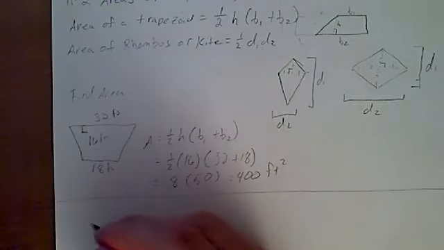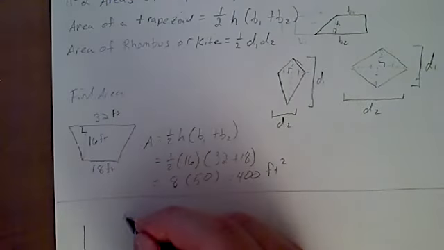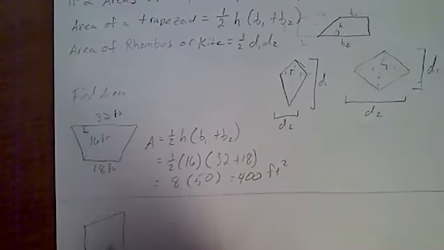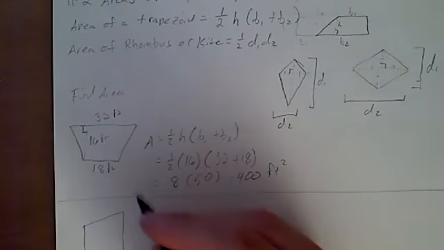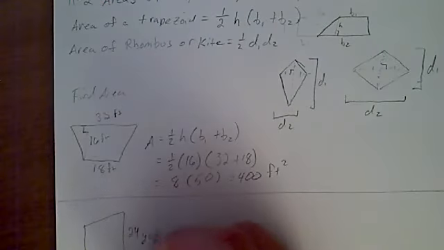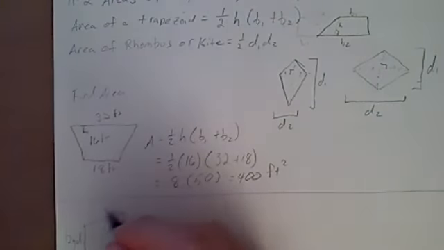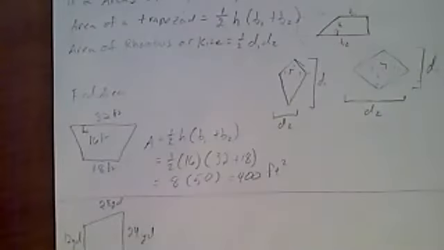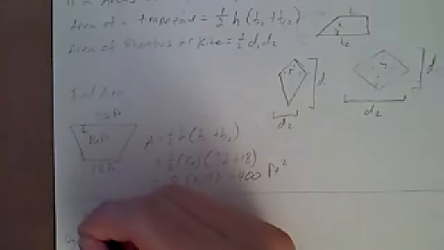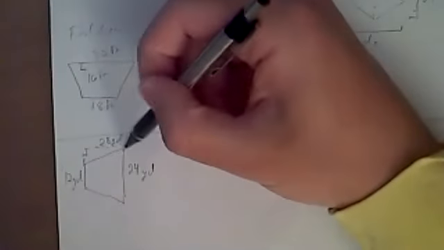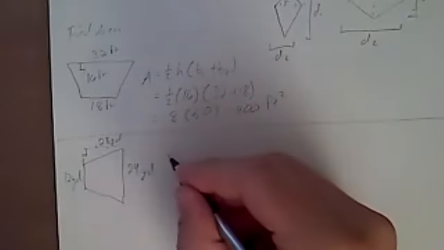All right, if we looked at another trapezoid, 24 yards, 12 yards, and 28 yards. And what you want to notice is that even though it's pulled off to the side here, because it is perpendicular, right, that is our height. And then we have our two bases.